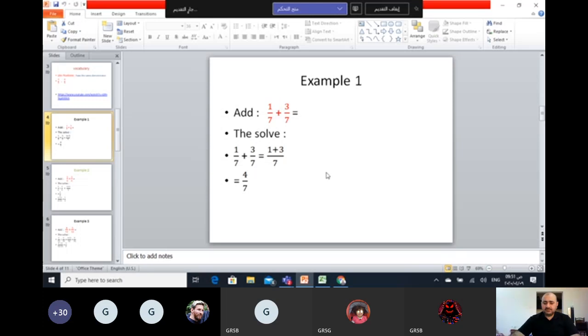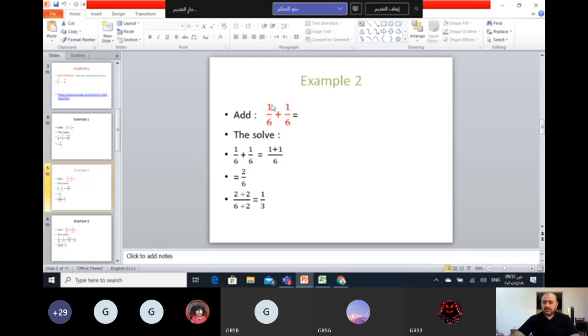4. Yes, you have a question? Mister, at the beginning you said that 1 plus 3 equals 7. 1 plus 3 equals 4 over 7. No, I said when you have the same denominator, put the same denominator 7, then add the numerators up. 1 plus 3 will be 4, 4 over 7. This is my idea. Okay.